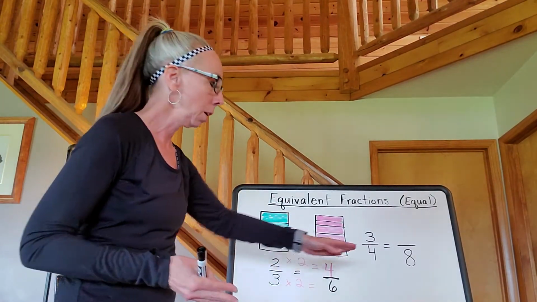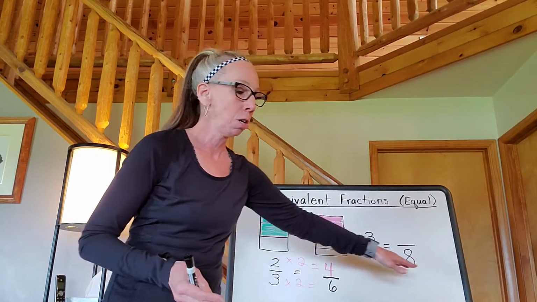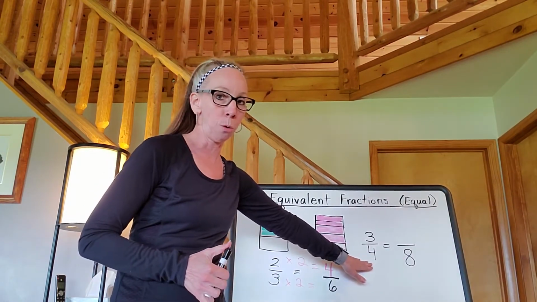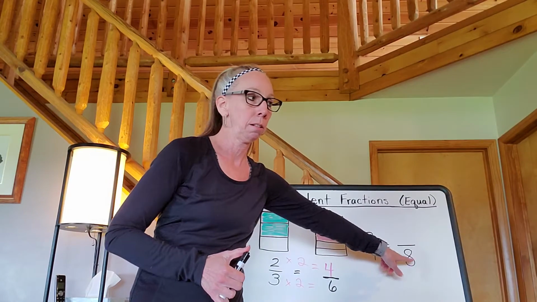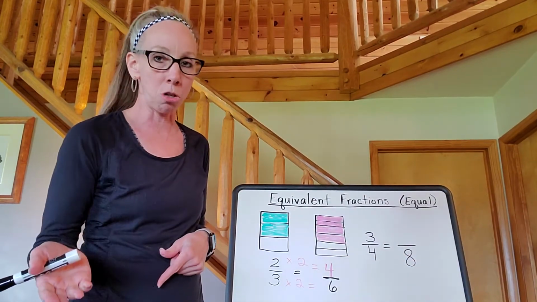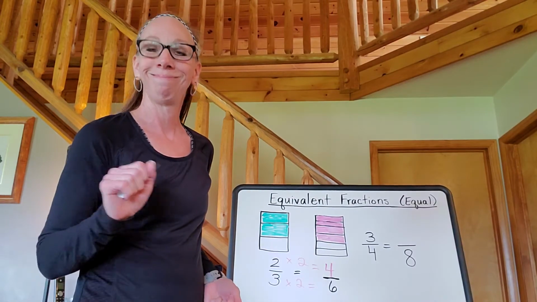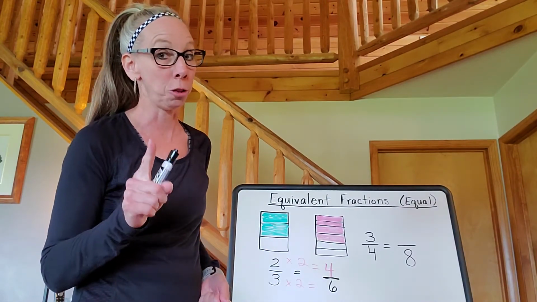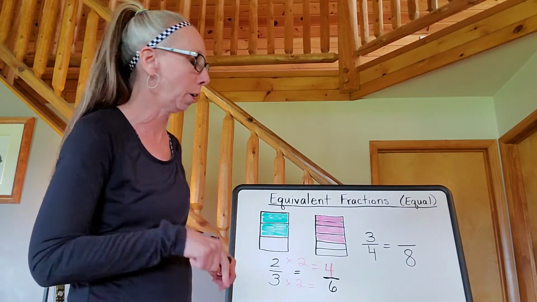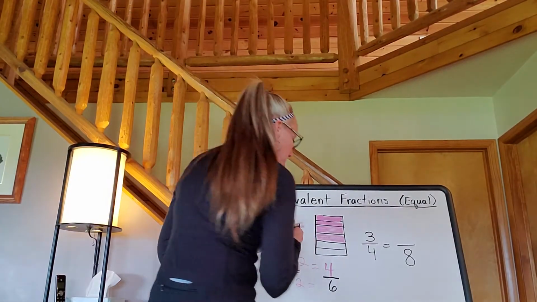So you're going to go with the number that you know. For example, we know both denominators. What do we have to multiply the 4 by to get 8? So 4 times mystery number equals 8. What is that mystery number? Right now we're getting all 2's, but this is just a good way to show you. 4 times 2 equals 8.